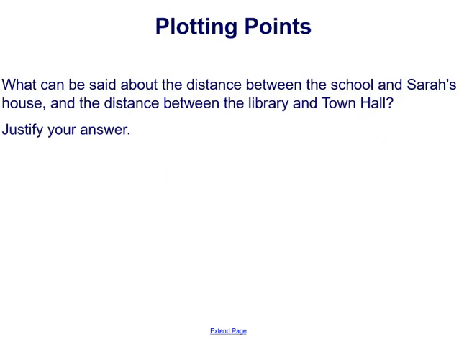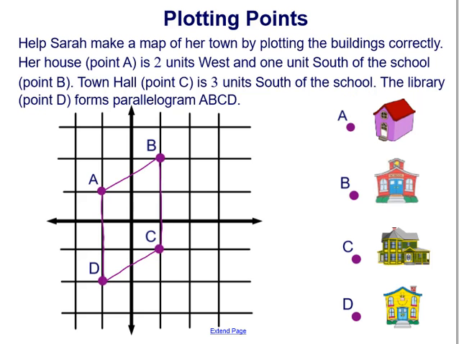Now, what can be said about the distance between the school and Sarah's house and the distance between the library and Town Hall? Let's remind ourselves. Sarah's house and the school were point A and B, and the Town Hall and the library were C and D. So what can be said about those 2 distances?